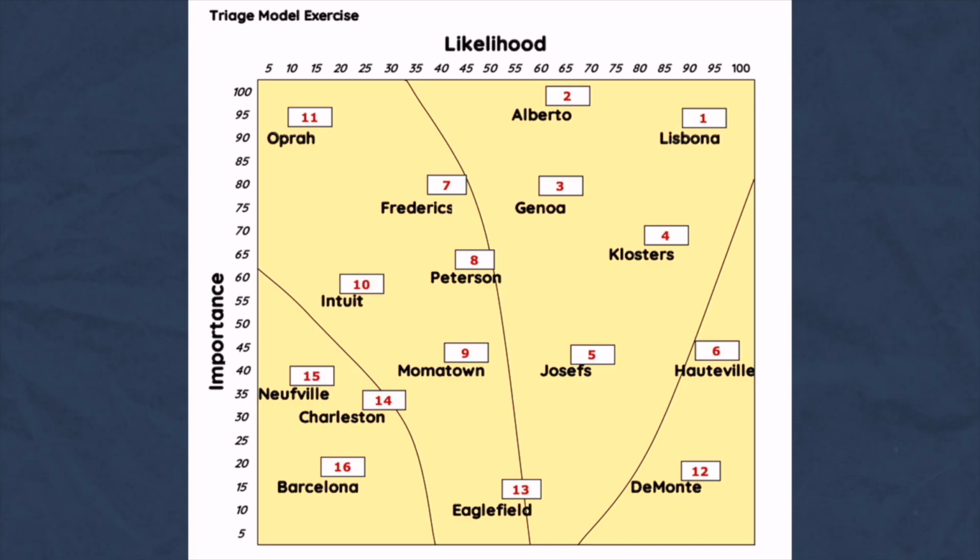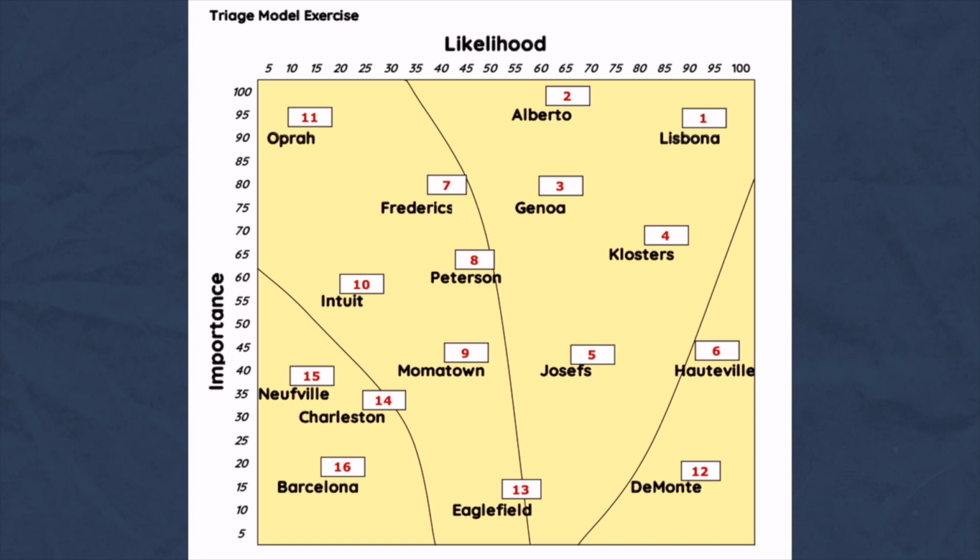So that's the tool. Now, if we go back to our exercise, I can simply plot where each of the 16 deals are on this map and from there come up with my ranking of where I should focus my efforts. I'll look at the top right hand coach area.